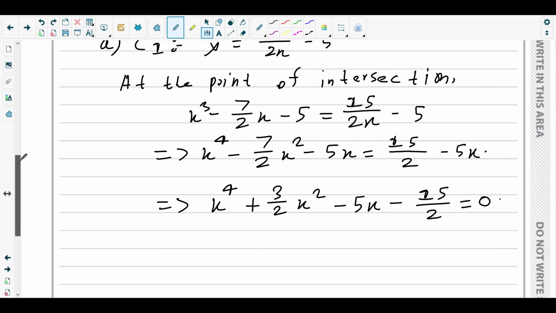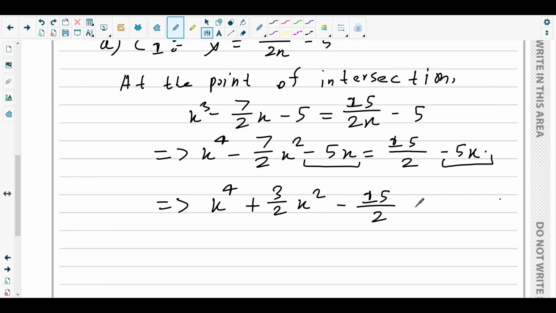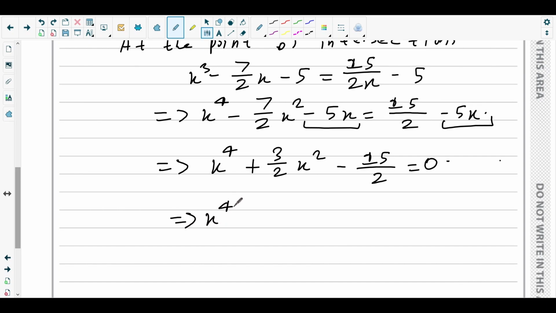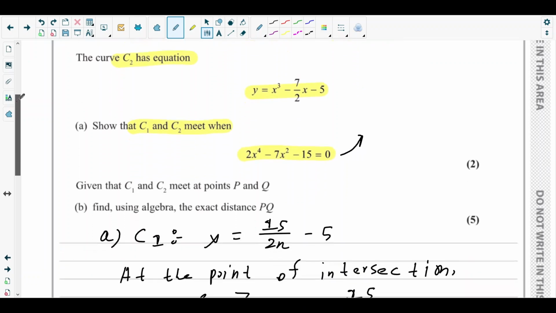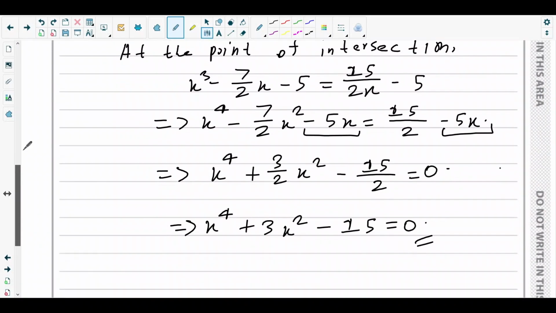Okay, so here minus 5x cancels out from both sides, right? So you will have just minus 15 over 2 on the right side. Now multiply both sides by 2 to get the equation given in the question. So x to the power 4 plus 3x squared minus 15 equals 0. If you multiply by 2, it will become 2x to the power 4, exactly.